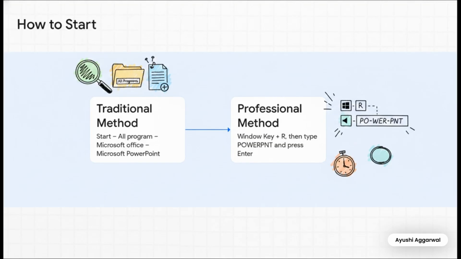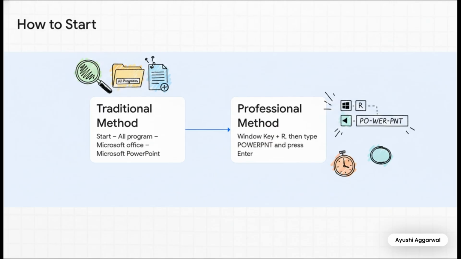Well, the first method, the traditional one from the Start menu, everyone knows that, right? But the examiners, they're smart. They ask about the professional method. What you do is press the Window key plus R. This opens up the Run command box. And in that box, you type PowerPoint.